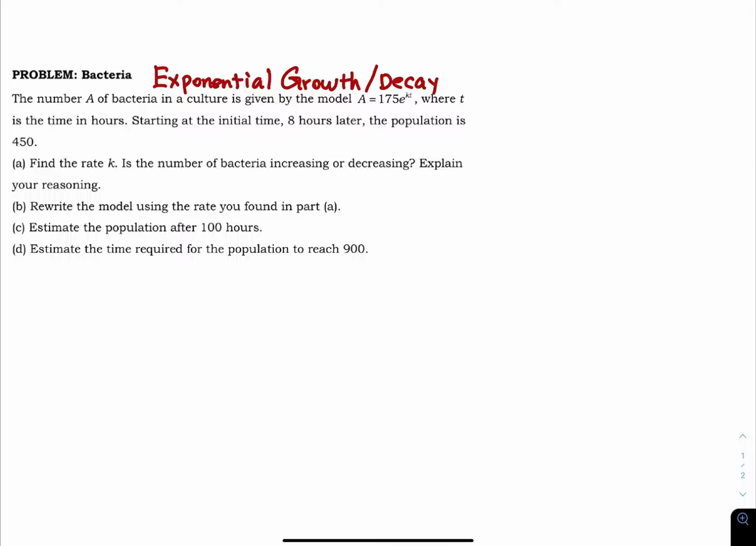So given is A equals 175 e to the kt. k is the rate, t is the time, and A is the population after t hours, right? So that is a k, that is a t. The given is when t equals 8 hours later, the population at that time is 450. We can use this given condition to find the rate k.